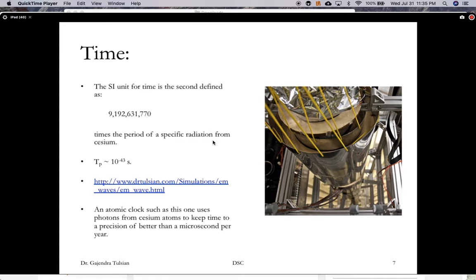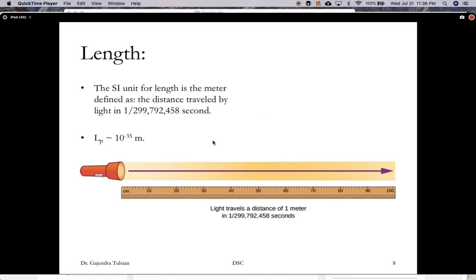Now here's an atomic clock, and atomic clocks such as this one can keep time to a precision of better than one microsecond per year. So this clock goes off less than 1 microsecond per year. Okay, so that's the definition of the second.